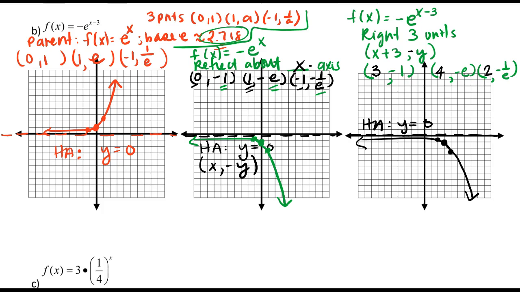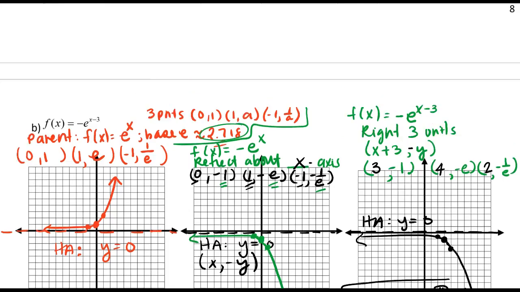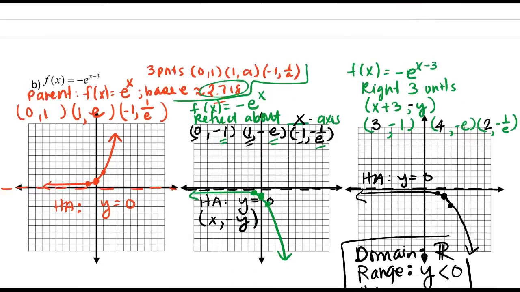So now that we have it, let's find the domain. Domain, according to our properties, should be all real numbers. The range, because we reflected it over the x-axis, is now y less than 0. It wants you to state your HA is now y equals 0. Box them all up, okay? And that is our example 2b with the e value in it.